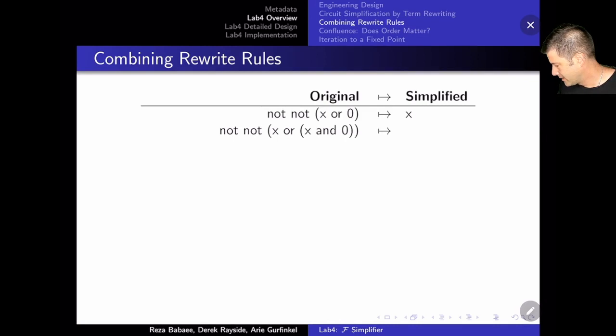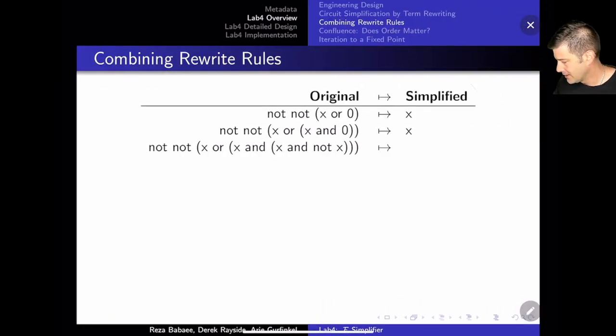Let's look at a bit deeper example. We have what you see on the slide here. Let's see. 0 is an absorbing element for AND, so x and 0 will be 0. 0 is an identity for OR, so this cancels out. And then double negation cancels out. So this should also be x.